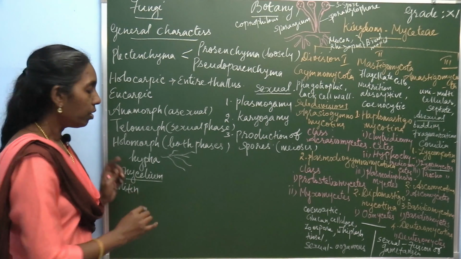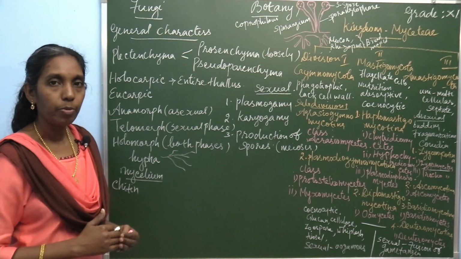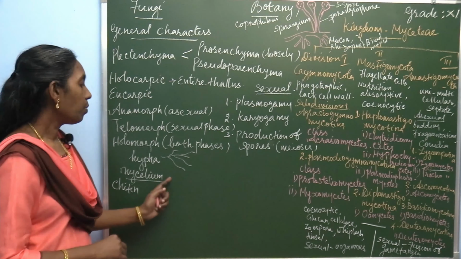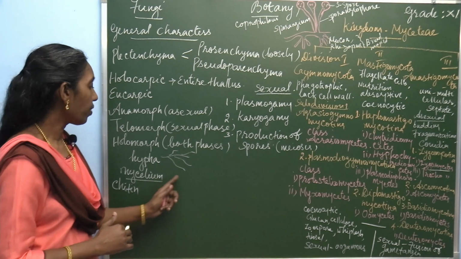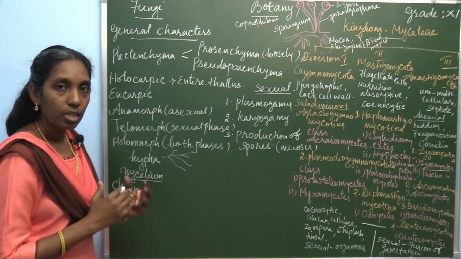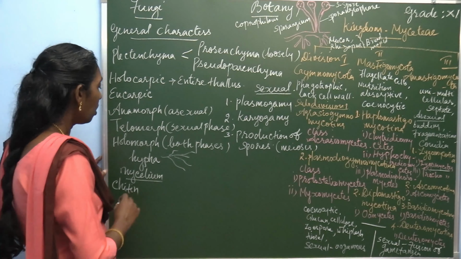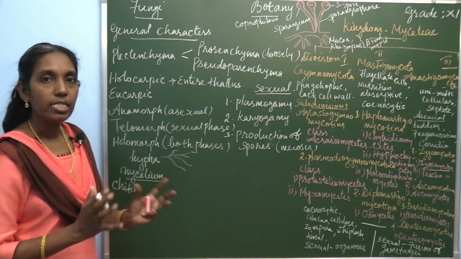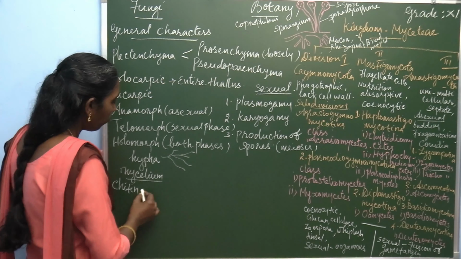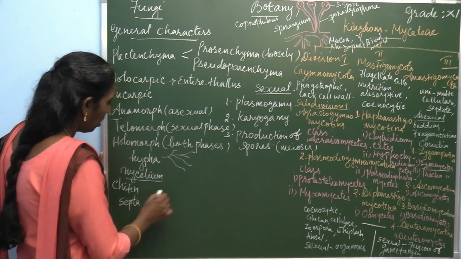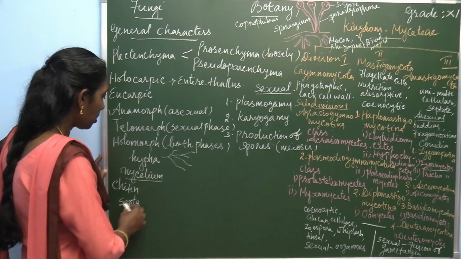So first you know what is hypha, what is mycelium, and that the fungal cell wall is made up of chitin. Now this mycelium is organized into two different categories, based on the presence and absence of septa.